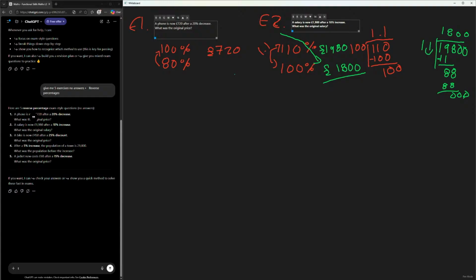Okay, let me clarify the steps. What is my first step? My first step is to understand the question. I always mostly remember this method, so that's why I'm starting with this. I think this should be correct, but we'll see. Salary is now 1980 after a 10% increase. That's very easy to understand. 110% was this price.